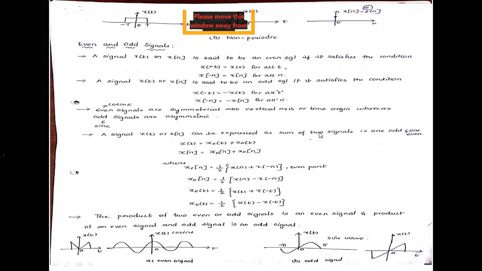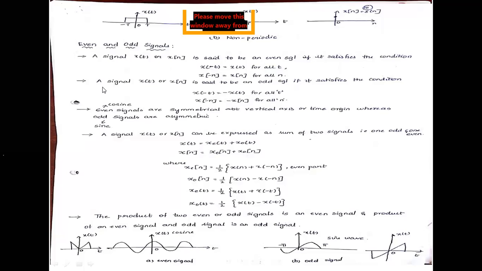See, a signal x of t, continuous, or x of n, discrete, is said to be an even signal if it satisfies the condition. What is that condition? x of minus t is equal to x of t for all values of t, and x of minus n is equal to x of n for all values of n.